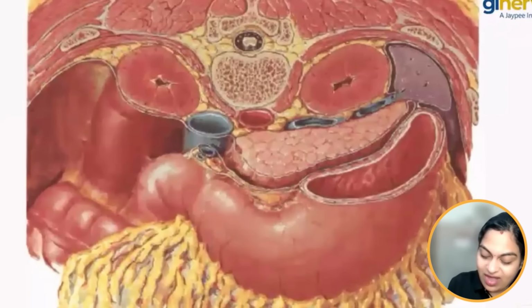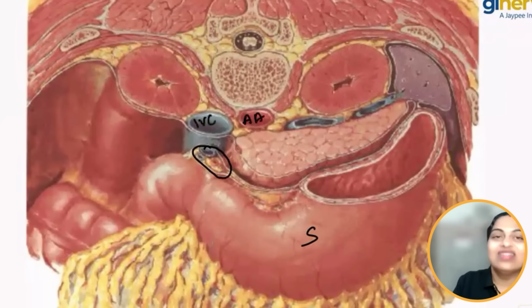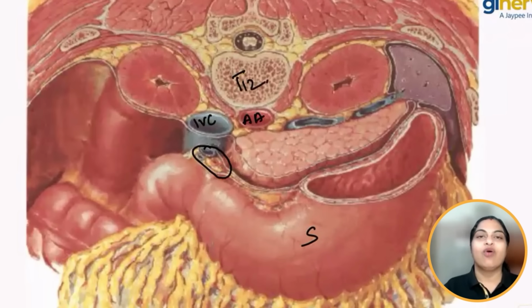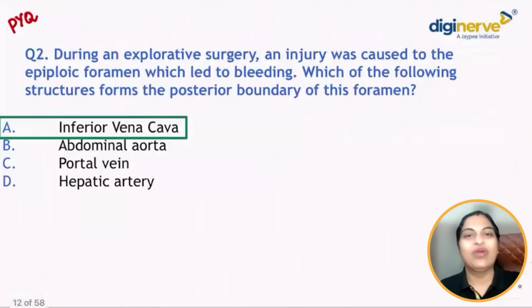Again, you can see the stomach here. This is your right free margin of the lesser omentum with the three structures. This is our abdominal aorta and the inferior vena cava. Another important point to remember about the epiploic foramen is that it lies opposite the body of the 12th thoracic vertebra. So this was again another standard question. Hope you got it right.